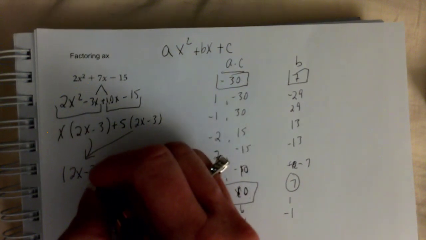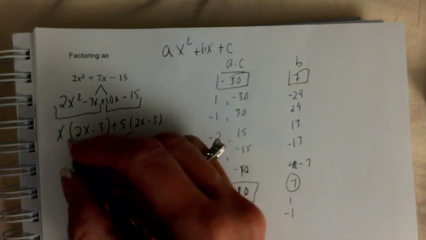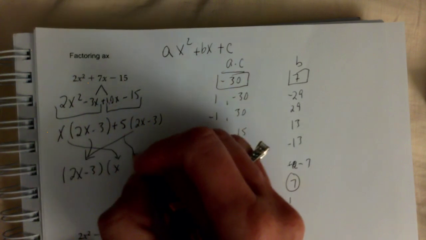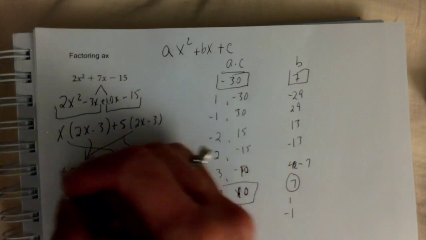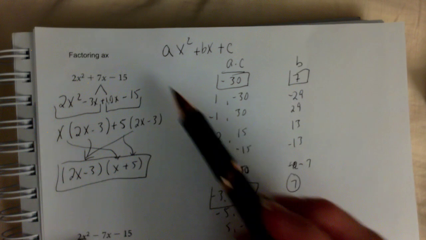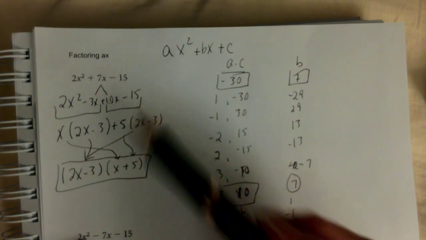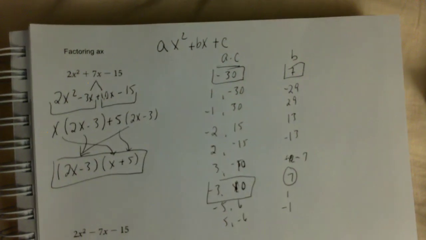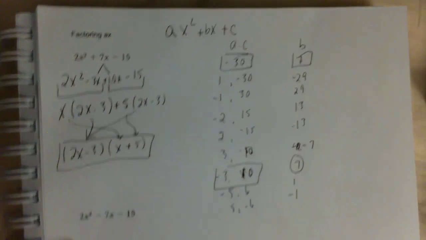So then we have 2x minus 3, and then we have an x left over and a plus 5 left over. And you could always multiply these together to make sure you get back to 2x squared plus 7x minus 15.